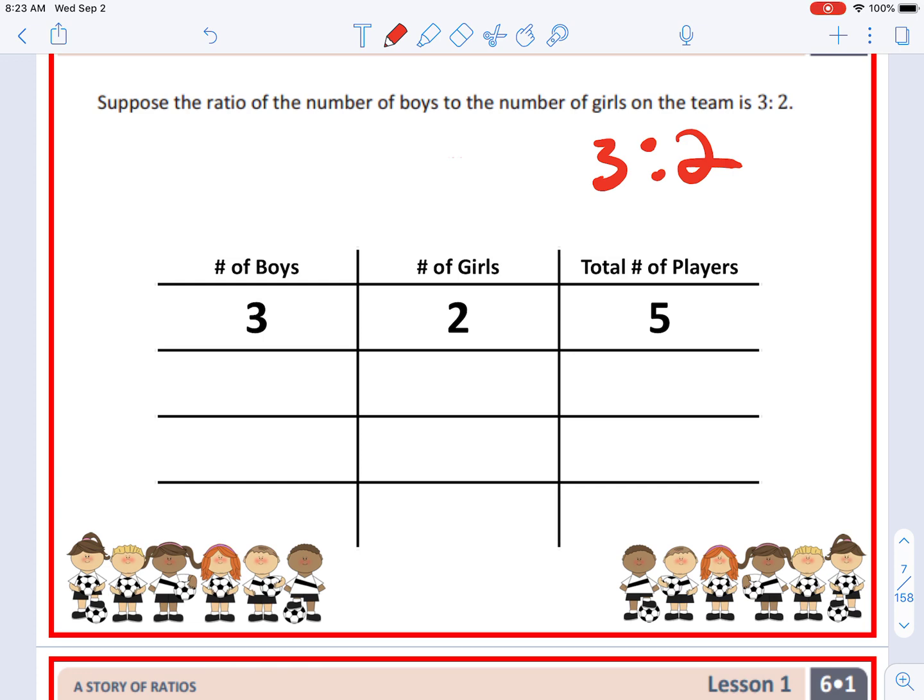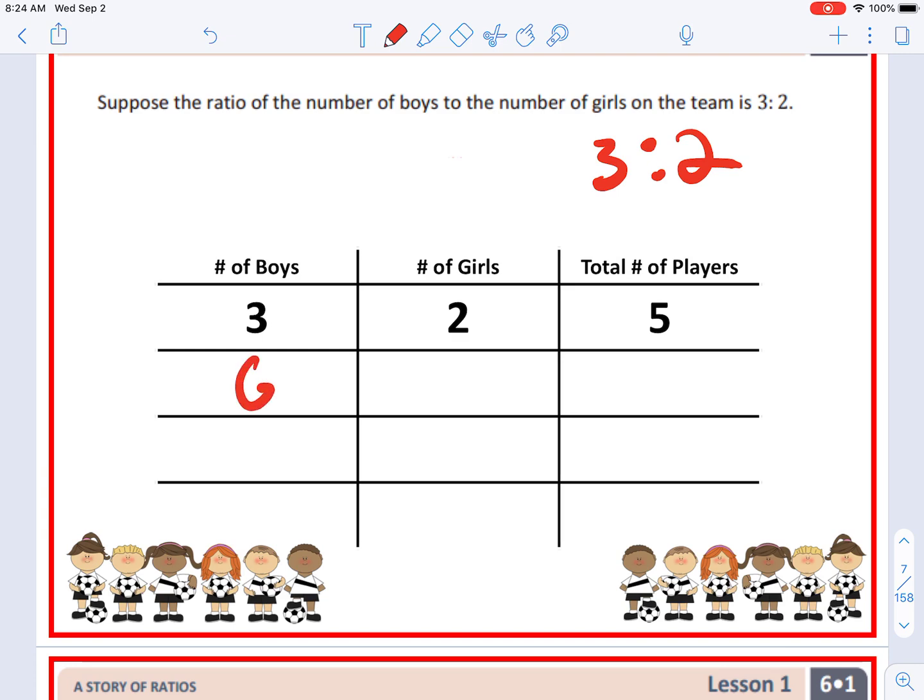Okay, you should have paused the video. I hope you were able to understand how to complete the table. If not, we'll go over this together. Okay, so this is telling us that for every 3 boys, there are 2 girls, and the total number of players is 5. So let's just count up by 3s in the row of boys.